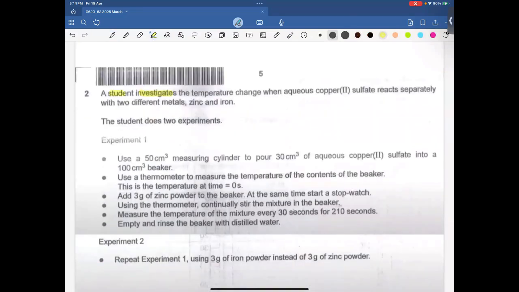A student investigates the temperature change. Temperature change is basically represented by delta T, and delta T is always final temperature minus initial temperature. Final temperature is represented by T2 and initial temperature is represented by T1. When aqueous copper sulfate reacts separately with two different metals, zinc and iron, obviously zinc is more reactive and iron is less reactive.